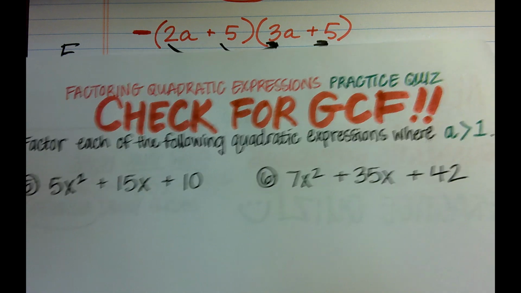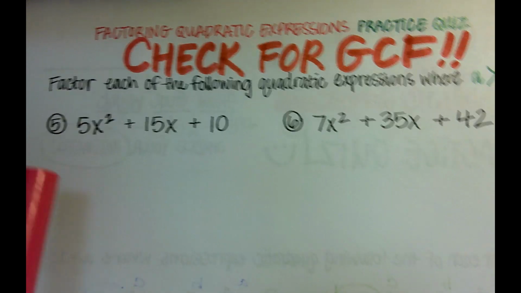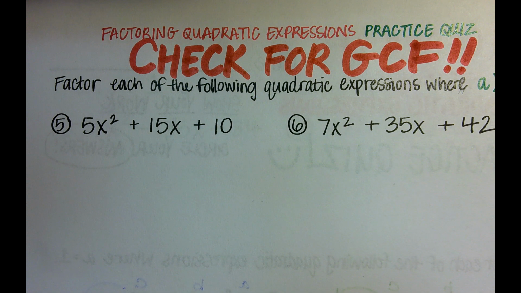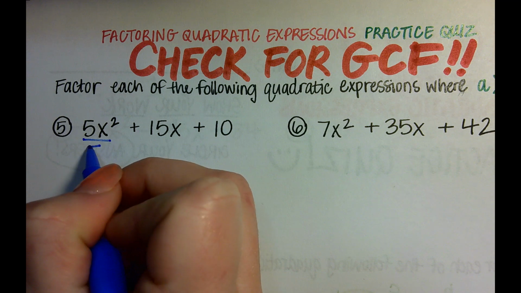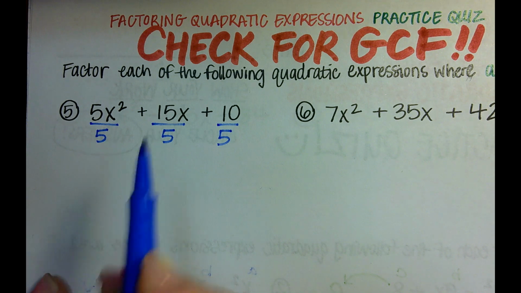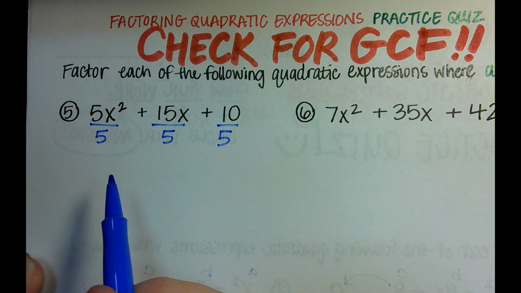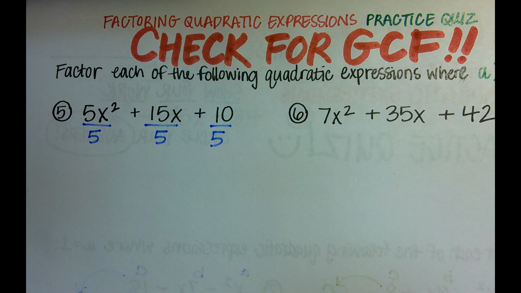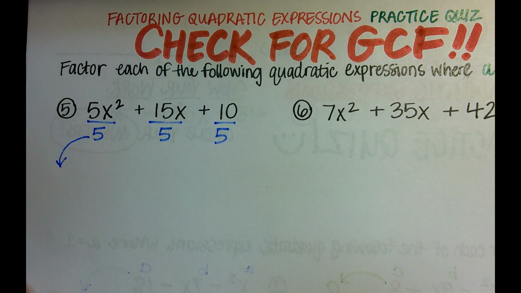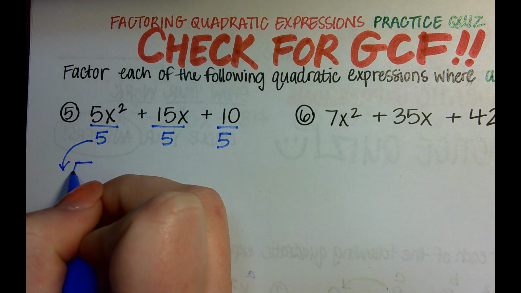Okay, so number 5. I have 5, 15, and 10. Are all three terms divisible by something? What are they divisible by? 5. So, let's divide by 5. And since we're dividing by 5, we're going in reverse and turning this into what looks like a distribution problem. Where does the 5 go? On the outside. So because we divided by 5, that goes out here.